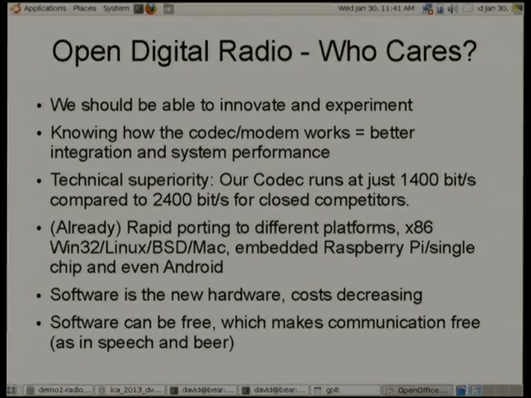We're showing some technical superiority already. Our codec's running at a fraction of the bit rate of the closed source competitors, and that allows more channels and more efficient power usage. The closed source form that this software tends to come with is locked into chips that you put inside the radio, or at best licensed software. Now you can't use that to move to different platforms or do interesting new experimental services.